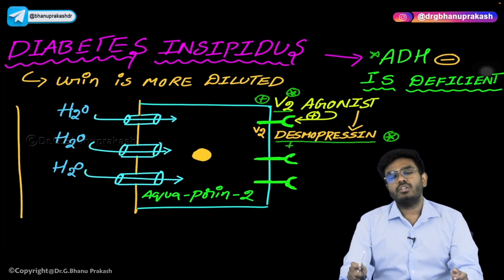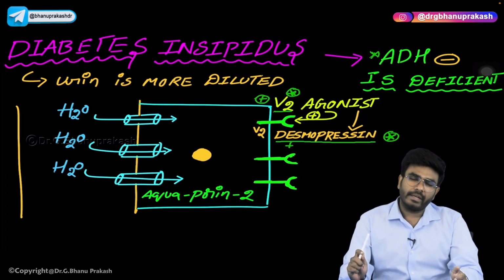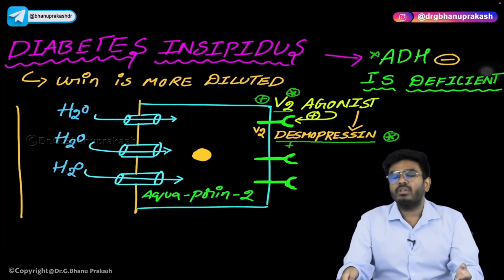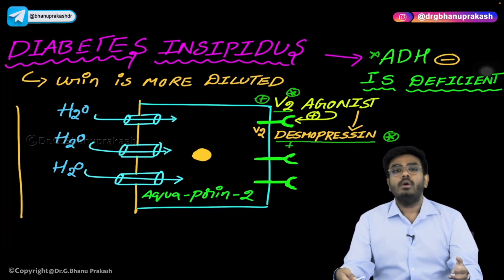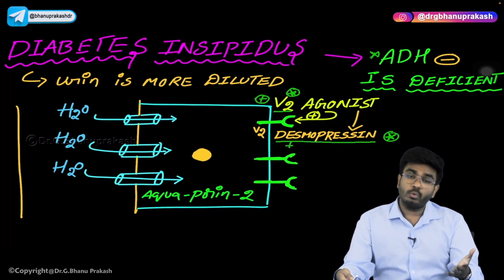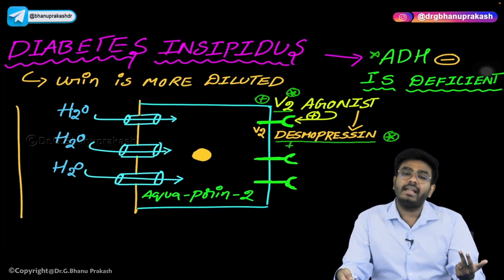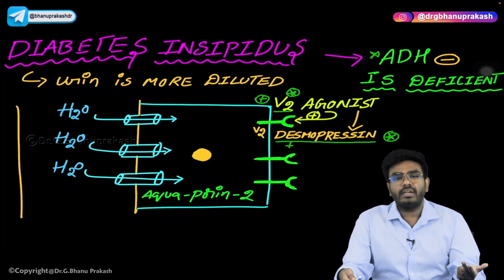Okay guys, we have discussed all the important points regarding the antidiuretic hormone: the production of antidiuretic hormone and the storage sites of antidiuretic hormone. We have seen the clinical integrations, two important syndromes, SIADH and diabetes insipidus, and how to treat those conditions.